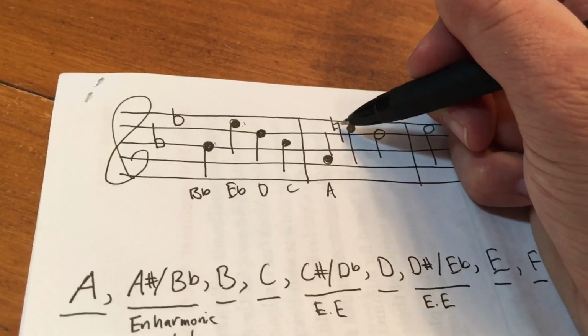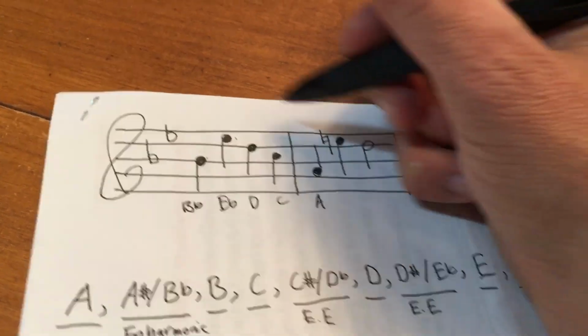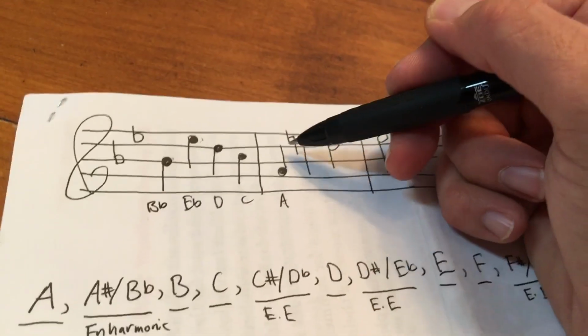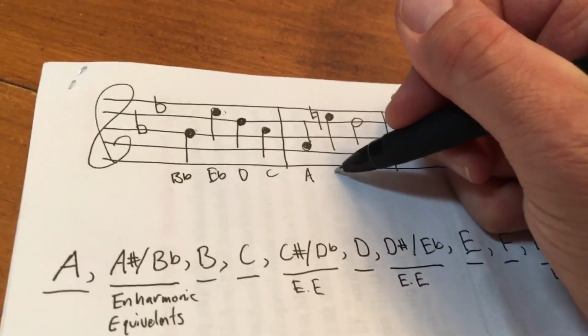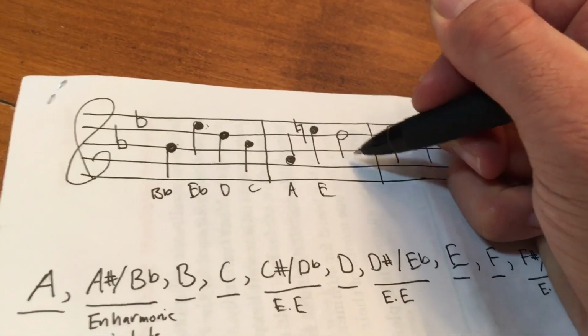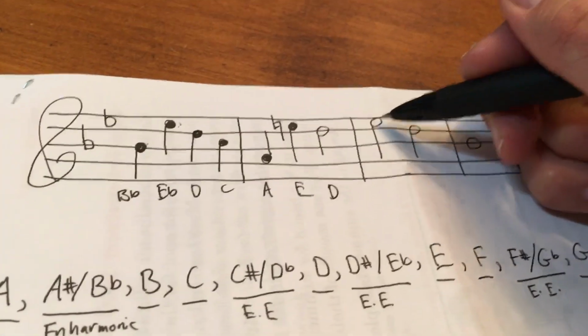Okay, so now guys, you're going to see there's a natural sign. That means you don't play it flat. That means it's the regular E, not the flat E, okay? Not the one that's one lower. So this is a regular E. Now here's a D.